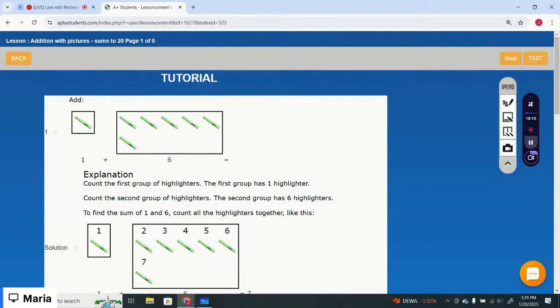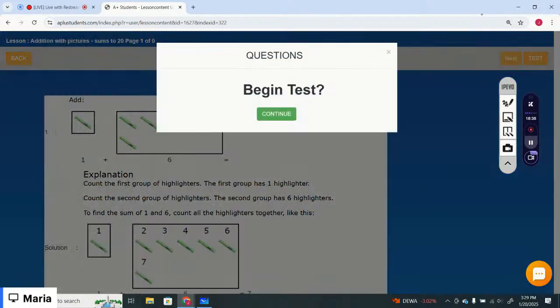So adding with pictures is very easy. You need to count them all together. 1, 2, 3, 4, 5, 6, 7. So 1 plus 6 makes 7. Let's just start with the test questions.